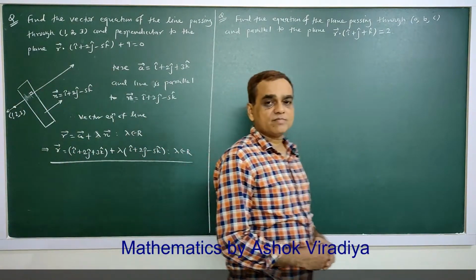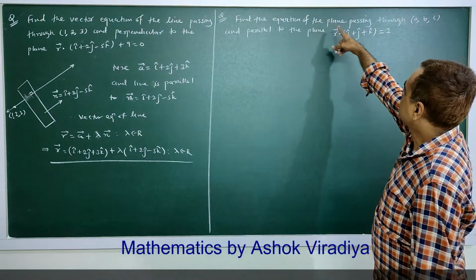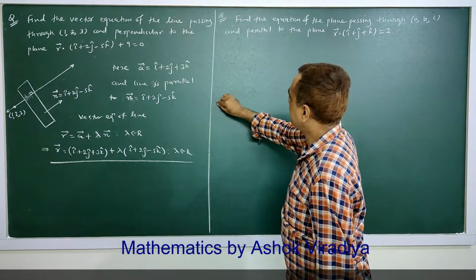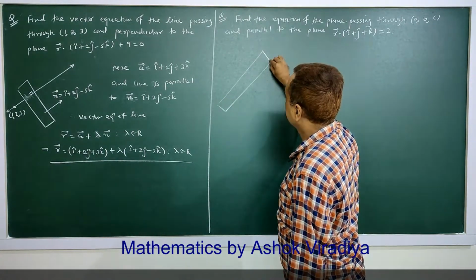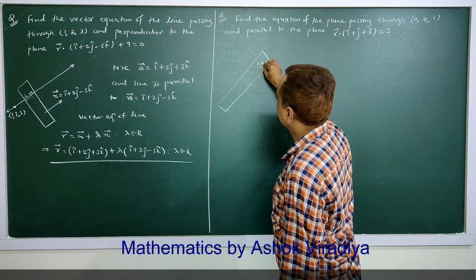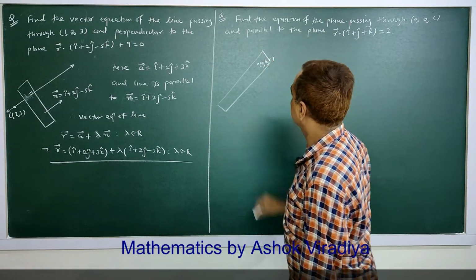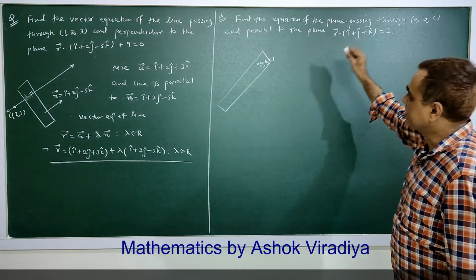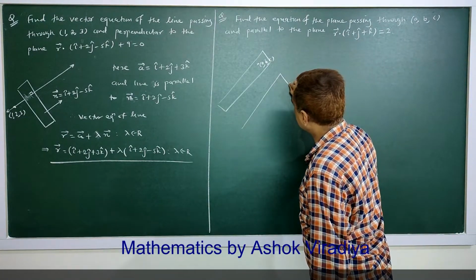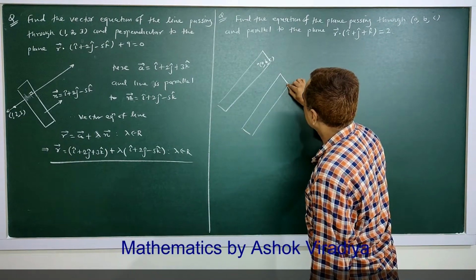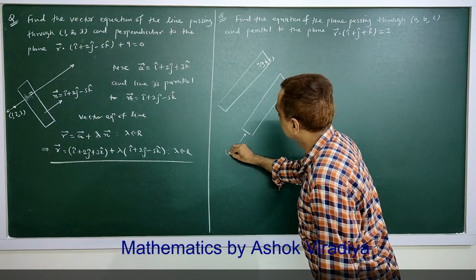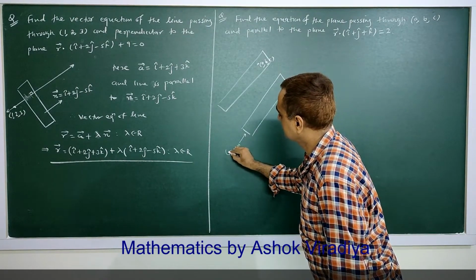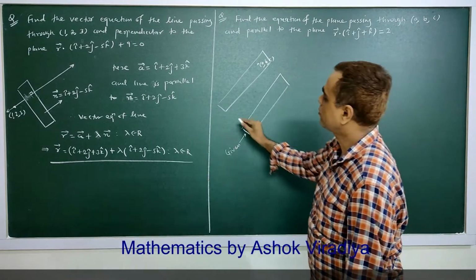Now in this question, find the equation of the plane passing through (a, b, c). Suppose that this plane is passing through (a, b, c) and parallel to another plane. Suppose this is a parallel plane. This is the given plane. It is given. This is required.